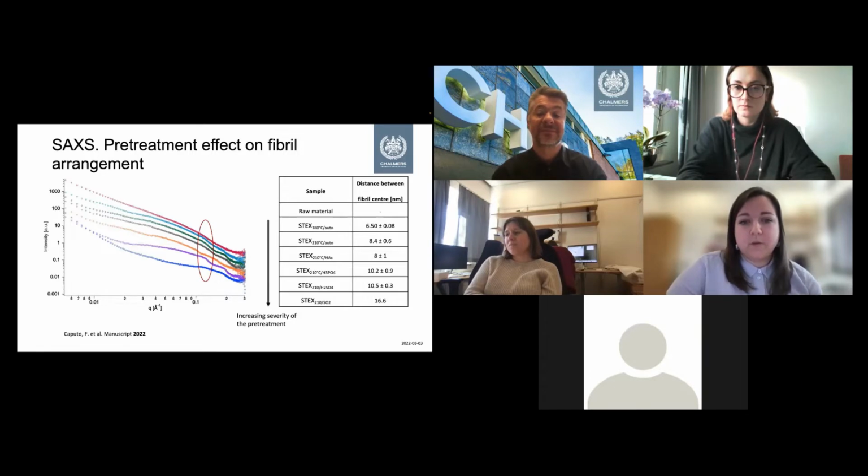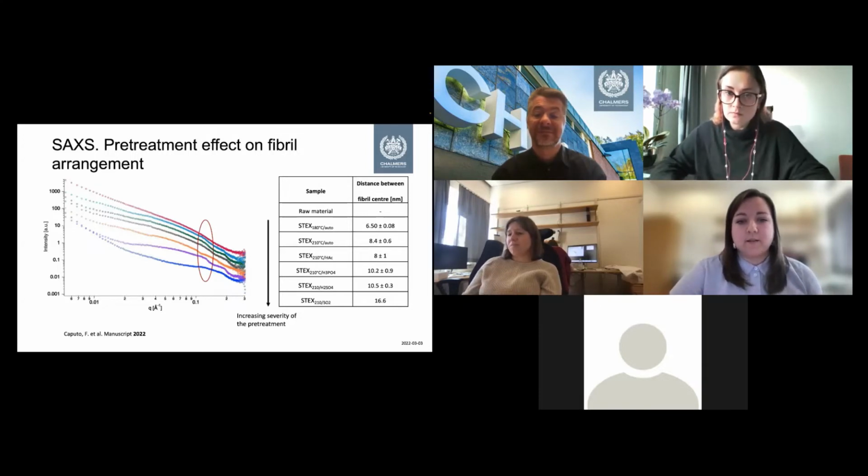So we determined from this study that the fibrils are aggregating, which we saw from the crystallite size increase, and that also forces the fibril aggregates to be further apart from each other and create pores in the structure.